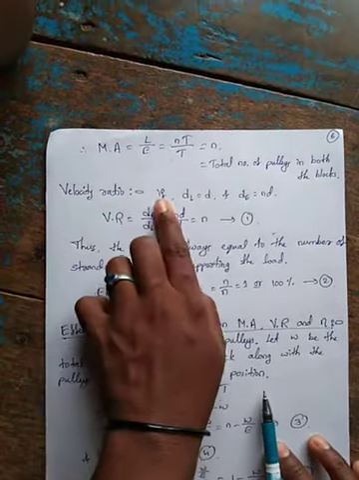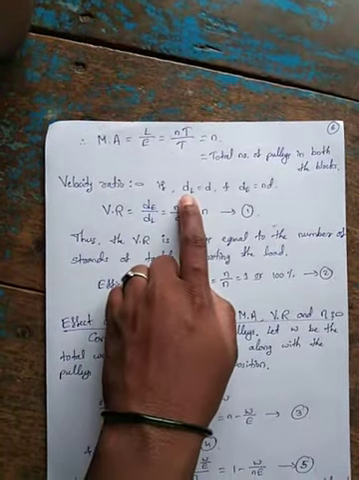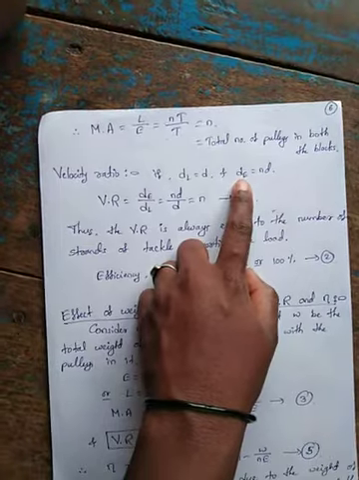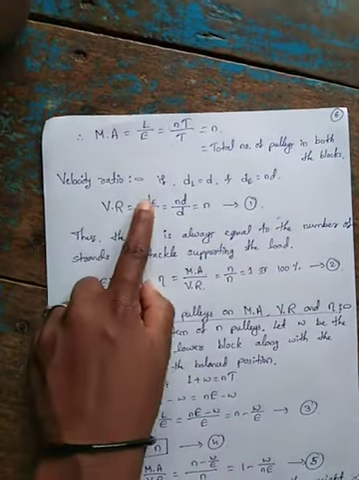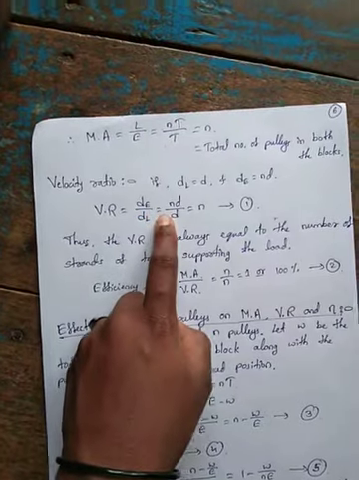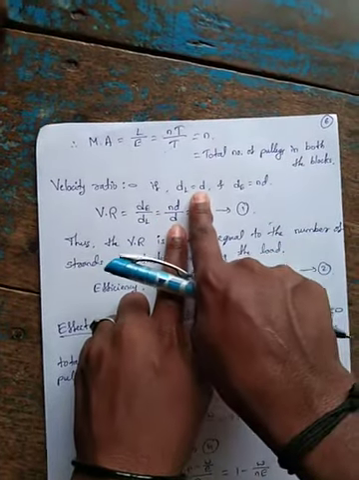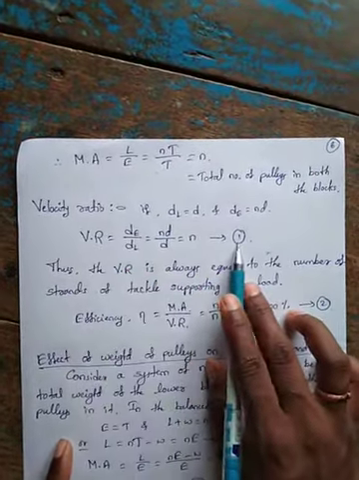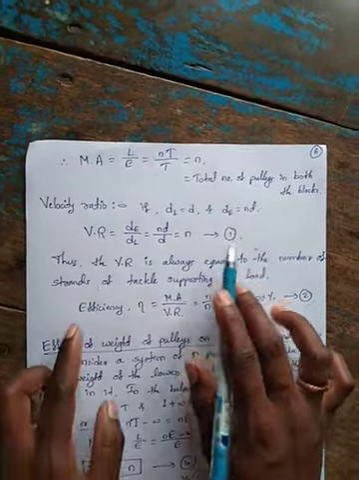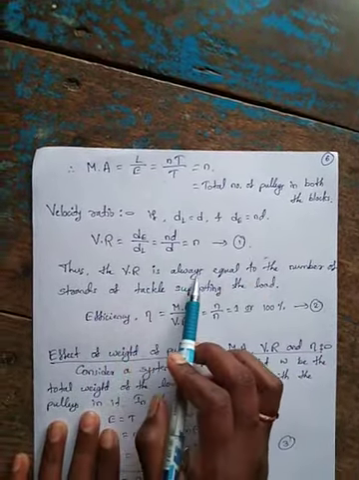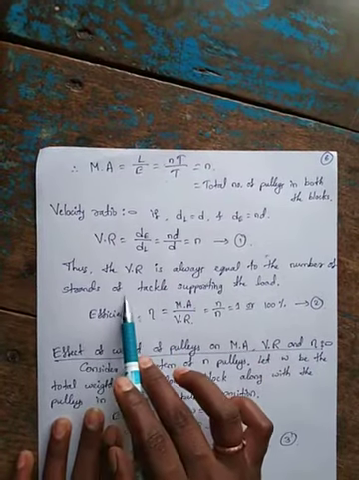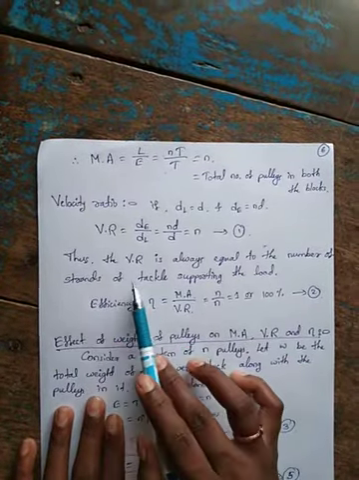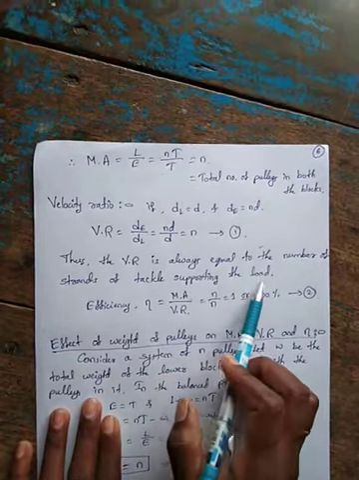The velocity ratio. Here dl means the distance moved by the load, and d is the distance moved by the effort, that is nd. So velocity ratio is de by dl, we know this formula. This is equal to nd divided by d. D gets cancelled, n. So velocity ratio is also n. Equation number 1. Thus, the velocity ratio is always equal to the number of strands of the tackle supporting the load.